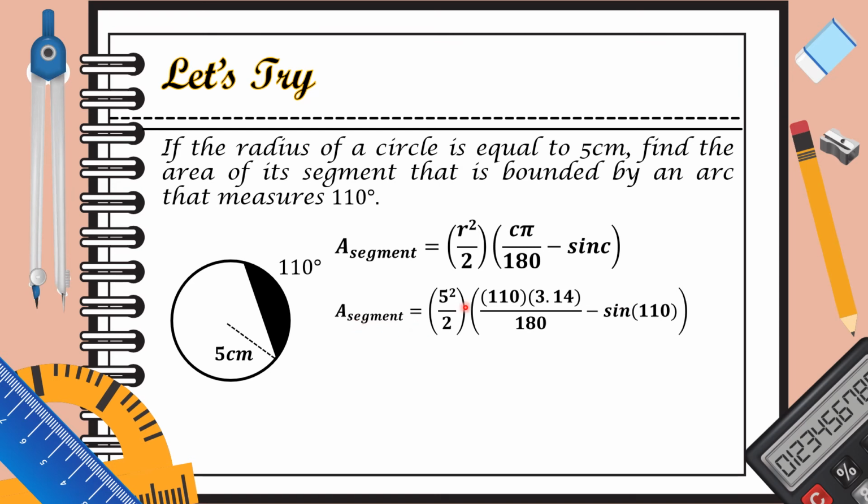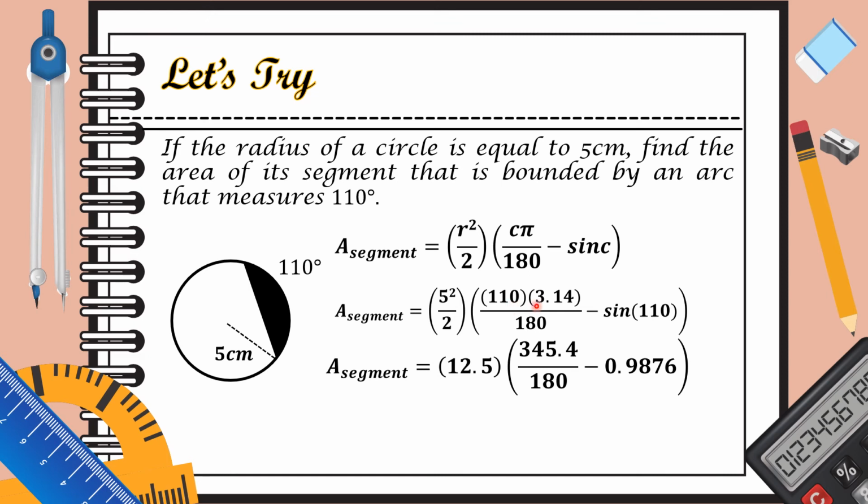So, yung area ng segment is equal to 5 squared. Yung 5 is the radius. Yung squared natin divided by 2 times 110, yung ating degrees. Then 3.14, that is the number equivalent to pi, divided by 180 minus sine C. Since C ito, yung 110 is galing siya dito sa degrees. So, compute na natin siya. 5 squared divided by 2 is equal to 25 divided by 2 is equal to 12.5.